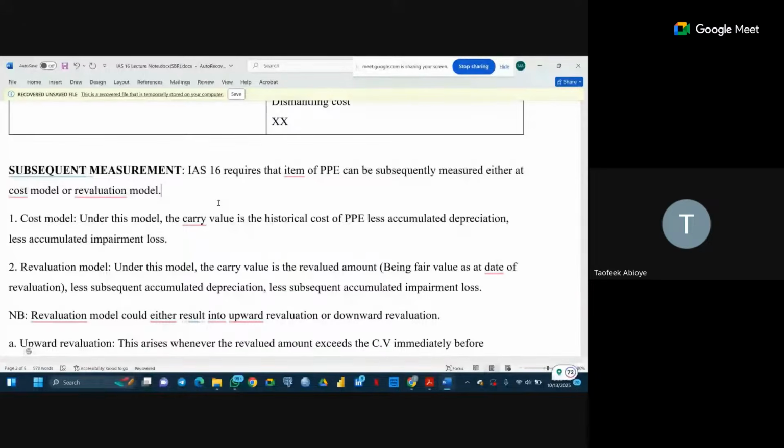So we need to know that the revaluation model could result in either upward revaluation or downward revaluation. I think we have looked at revaluation when we were treating IFRS 13. So at the initial stage, IAS 16 assets are to be measured at cost. After the initial stage, subsequent measurement can be either the cost model or the revaluation model. So if you are using the cost model, you use the cost price, which is the initial cost incurred, less accumulated depreciation, less accumulated impairment loss.